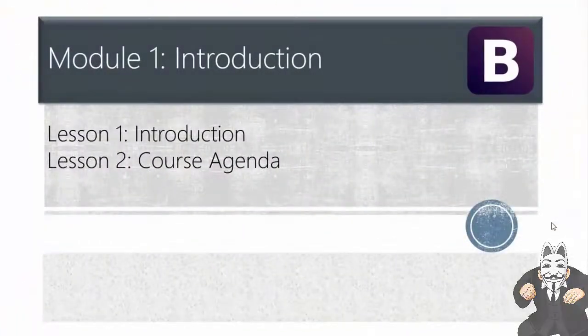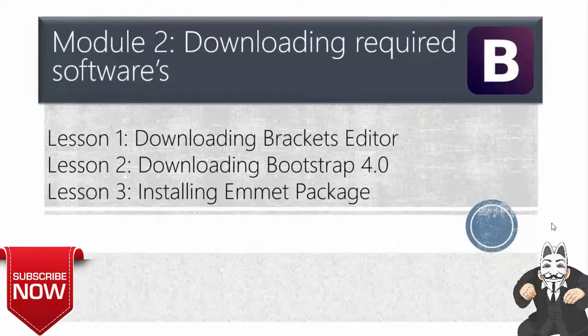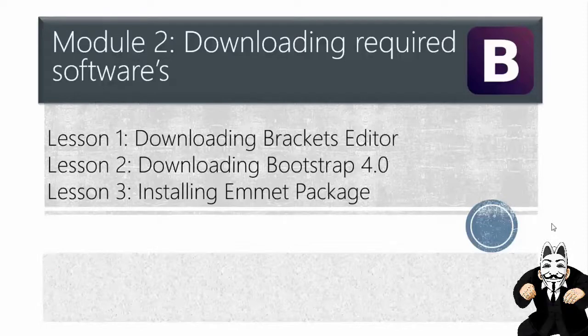The first module is the introduction. It has 2 lessons. The first lesson is the introduction and the second lesson is the course agenda. Moving on to module 2, we have downloading required softwares. It has 3 lessons. The first one is downloading the Brackets editor. So basically in this course we're going to use Brackets editor, which is an open source editor and is completely free. In lesson 2, we're going to download Bootstrap version 4, which is the alpha version, and in lesson 3, we're going to install the Emmet package or Emmet tool that we're going to use to make our HTML and CSS workflow much easier.